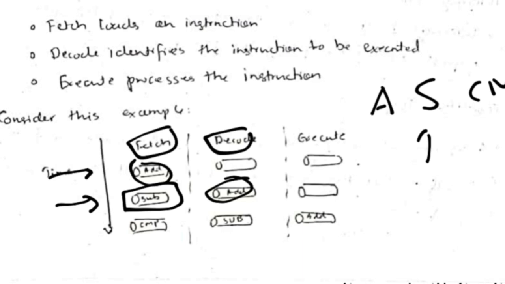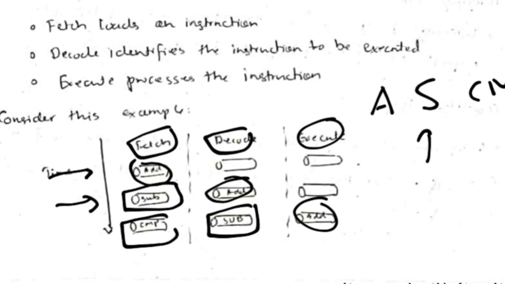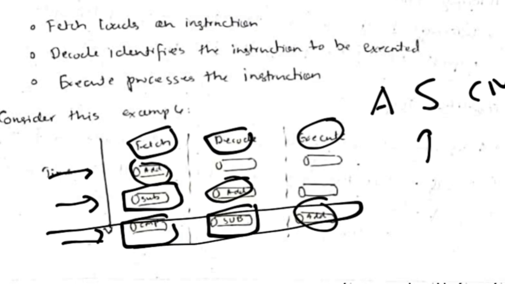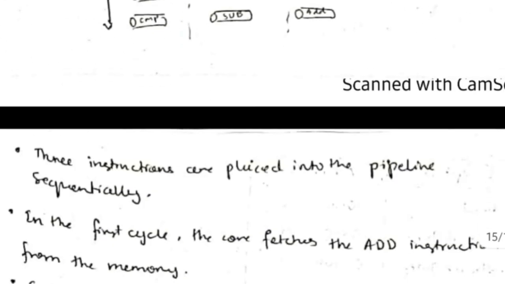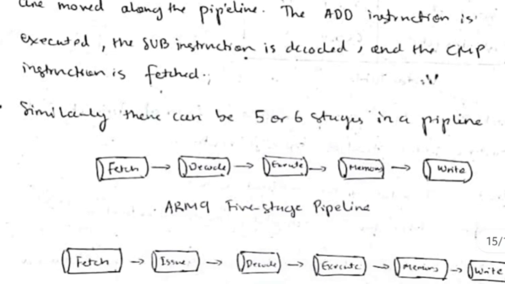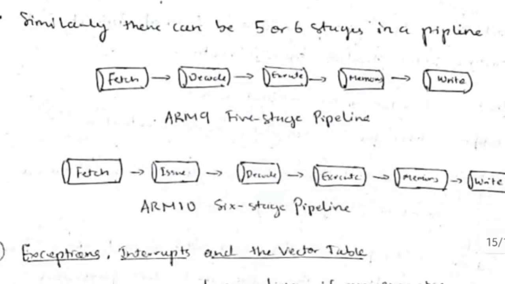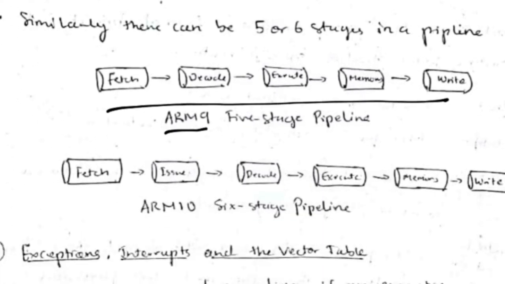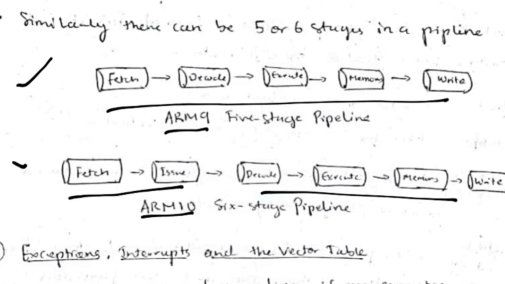In the third cycle, it will execute the first instruction, which is add, decode the sub instruction, and fetch the next instruction, which is compare. This will happen simultaneously. So that's known as pipelining. Similarly, we have more stages: 5 instructions together in ARM9, and 6 instructions together in ARM10. The concept remains the same, but it's much faster.